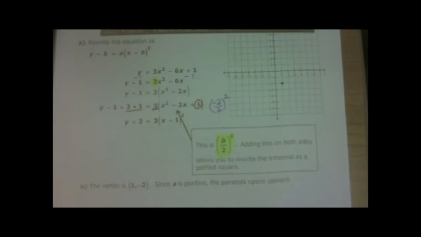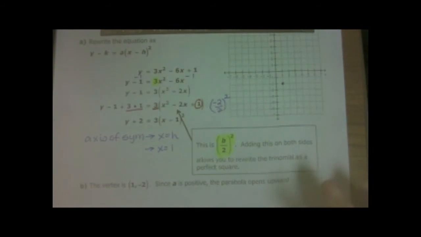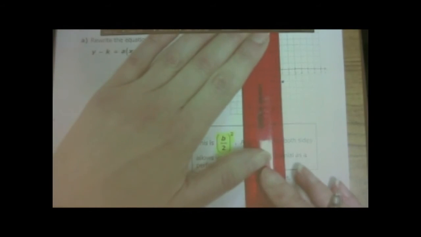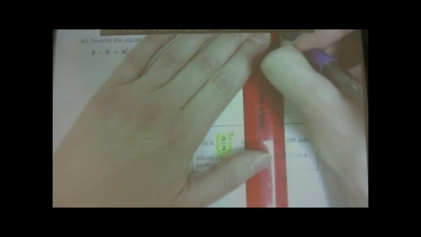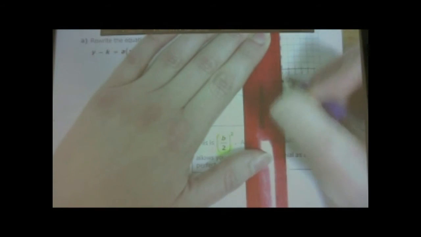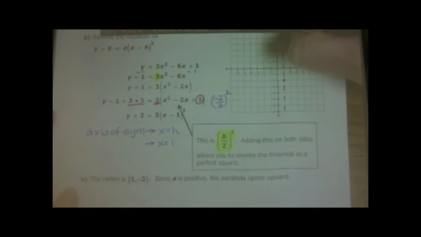So I've got 1, -2, and since it is opening upward, I will have x-intercepts. I will have 2 of them. So my axis of symmetry is the equation x equals h, which in this case is x equals 1. So let me draw in that particular line. And I'm going to label it x equals 1.